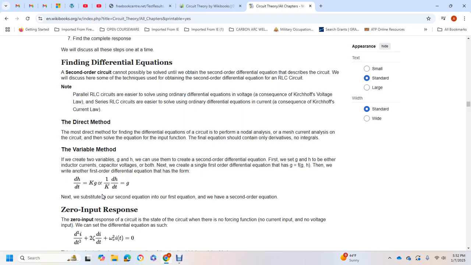In the variable method, we create two variables, G and H, which can be combined into a second order differential equation. First, G and H are to be either the inductor current, the capacitor voltage, or both. Now we create the first order differential equations.